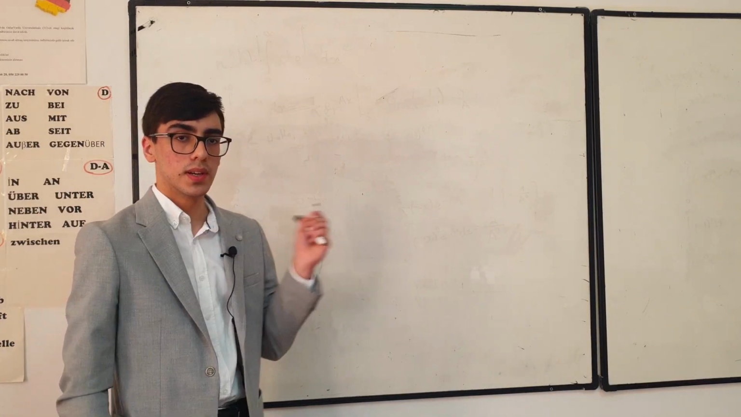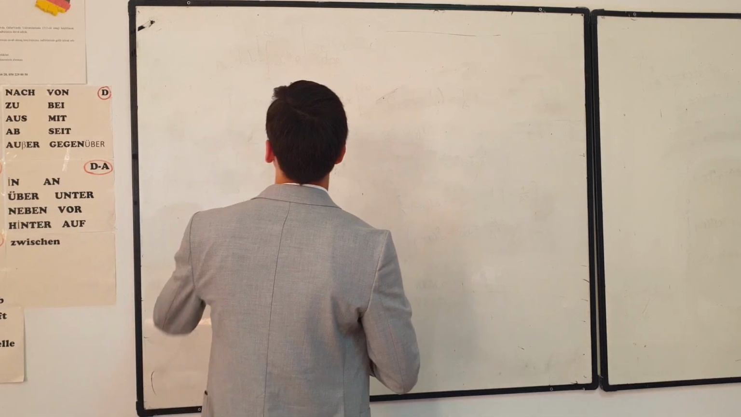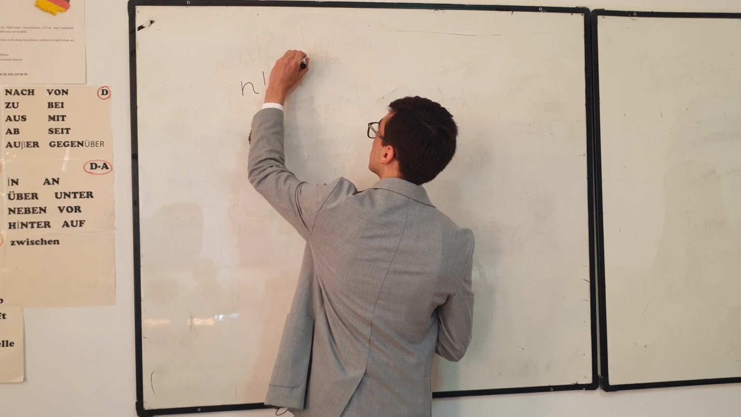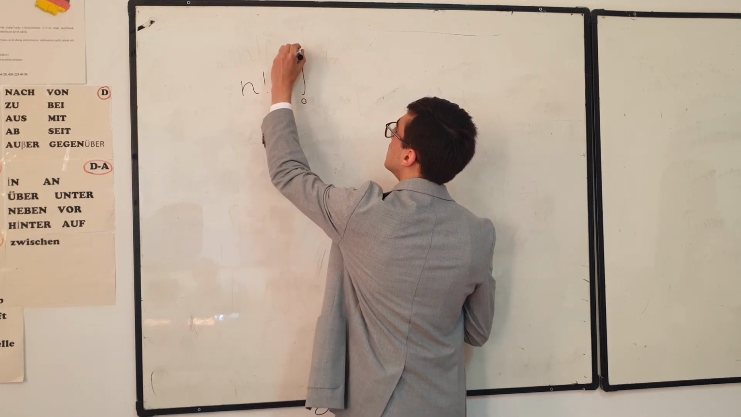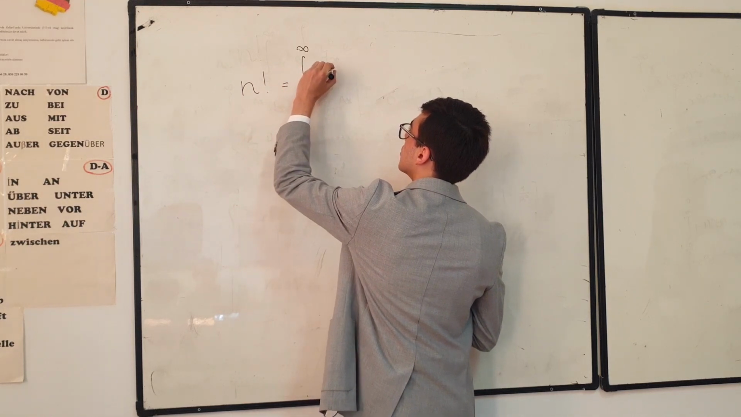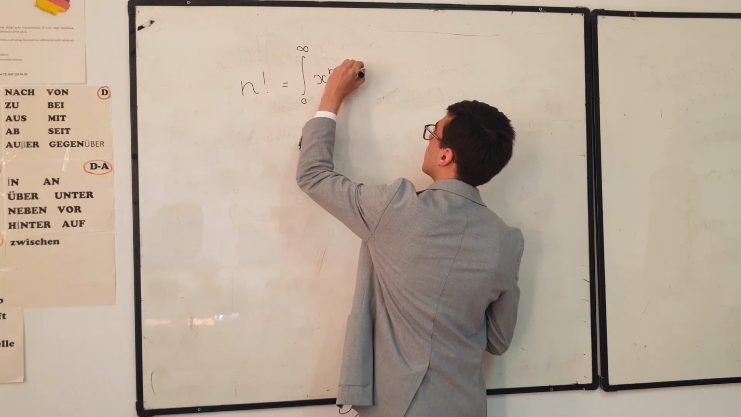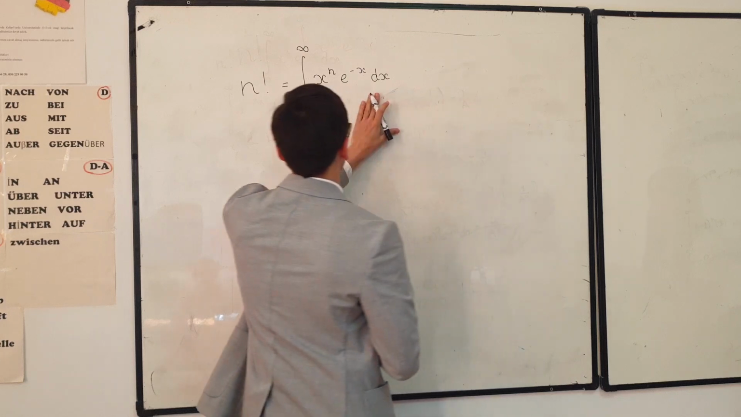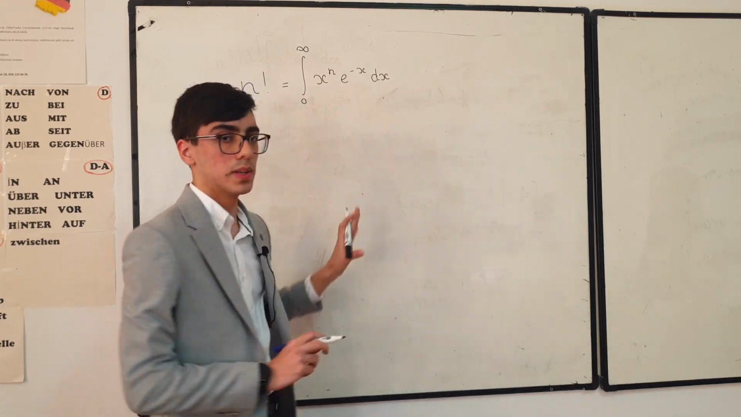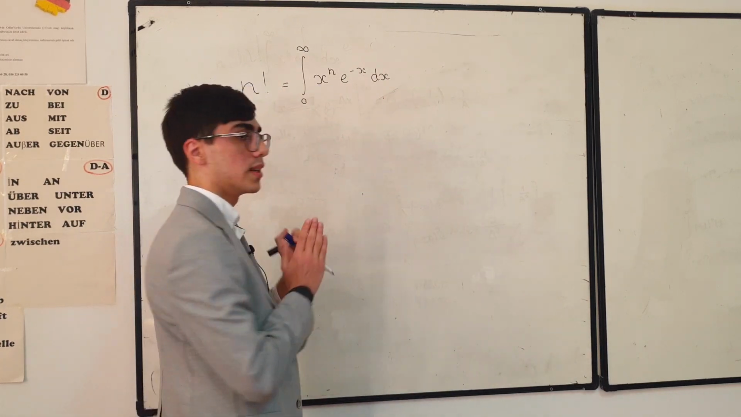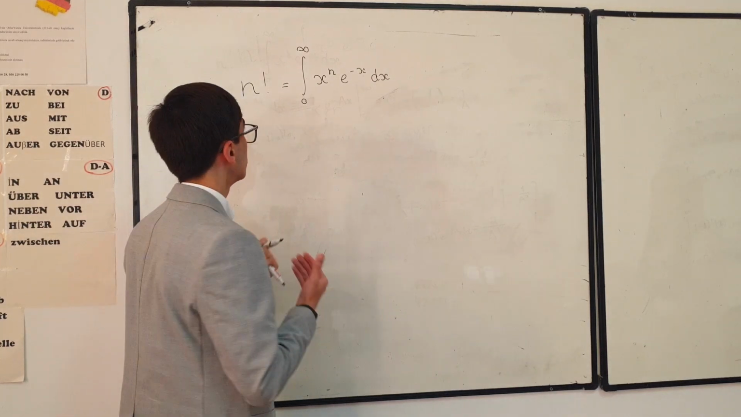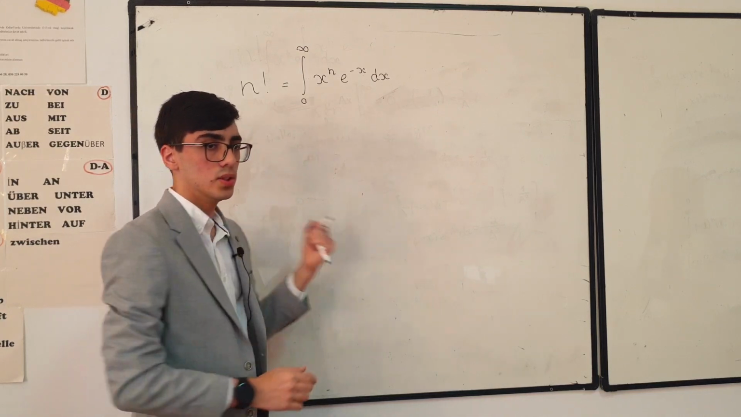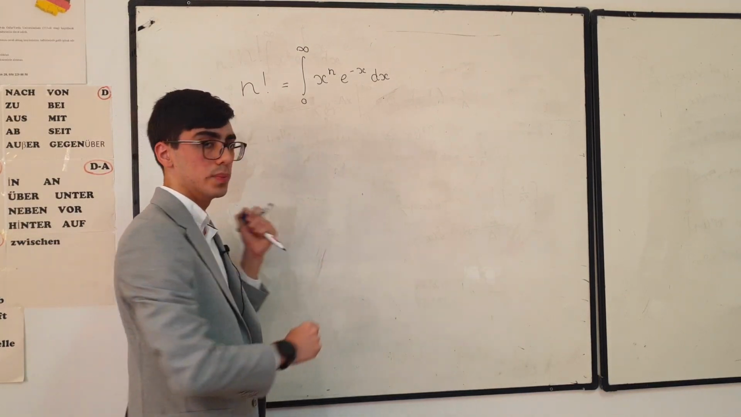The first thing I'll do is write the expression for the gamma function. It's written as n factorial equals the integral from 0 to infinity of x to the power of n multiplied by e to the power of negative x, dx. I put the x here because I'm integrating this function with respect to x. Now I'll start with a different integral expression and use it to derive something similar to this one, and then use it to confirm this expression.